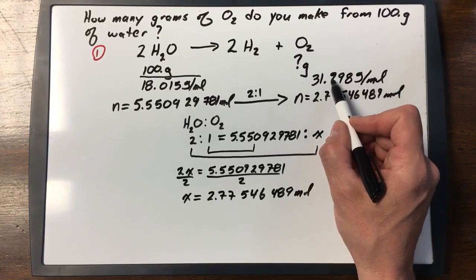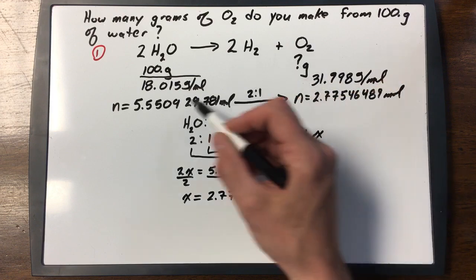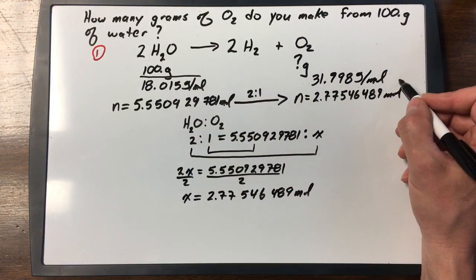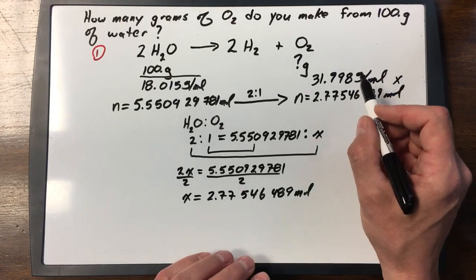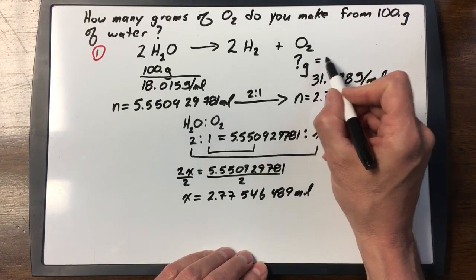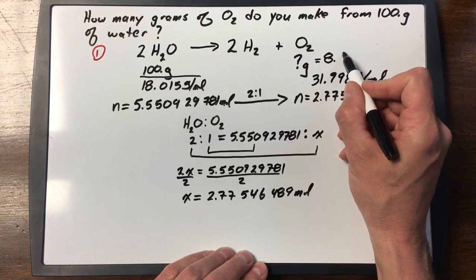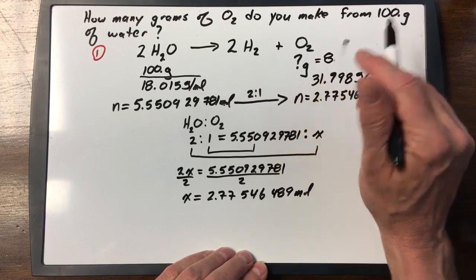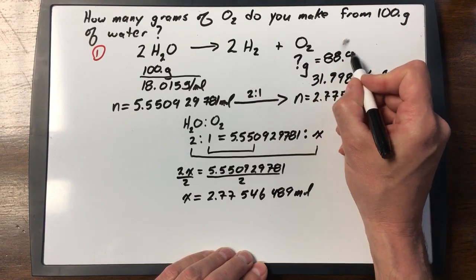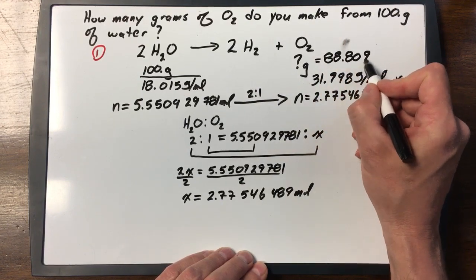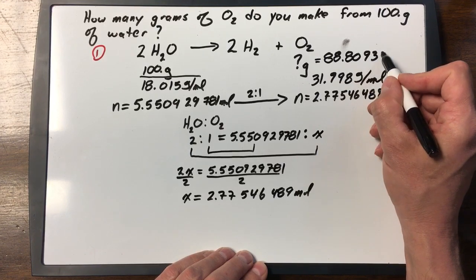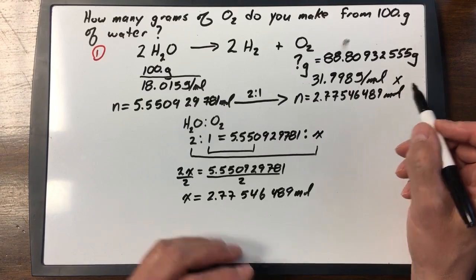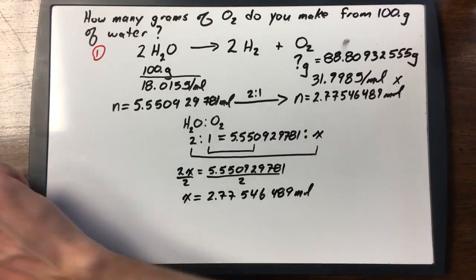Moles multiplied by molar mass will give us mass. Here we divided, so to go the opposite way, we do the opposite operation. So we're going to multiply those two, and we're going to get a value of 88.32555 grams. At this point, we now have to deal with our significant figures.